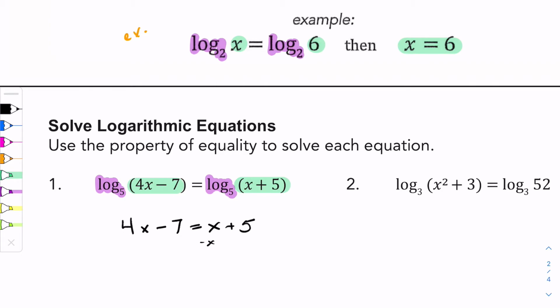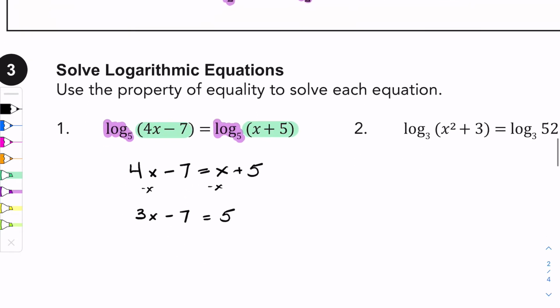Subtract x from both sides. 3x minus 7 is equal to 5. Add 7 to both sides. 3x is equal to 12. Divide both sides by 3. x is equal to 4.